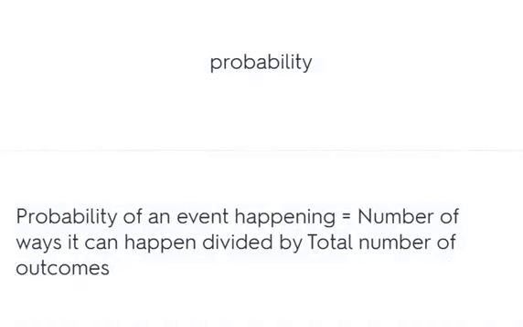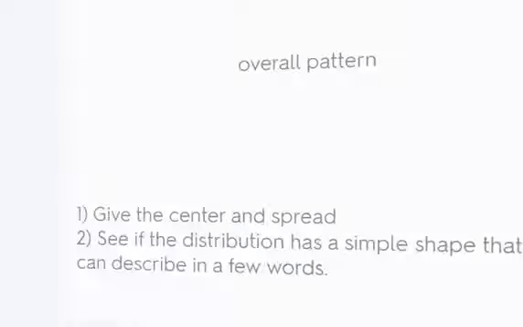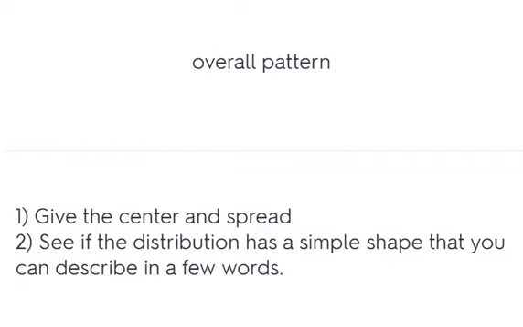Probability. Probability of an event happening equals number of ways it can happen divided by total number of outcomes. Outlier. An individual observation that falls outside the overall pattern of the graph. Overall pattern. 1. Give the center and spread. 2. See if the distribution has a simple shape that you can describe in a few words.